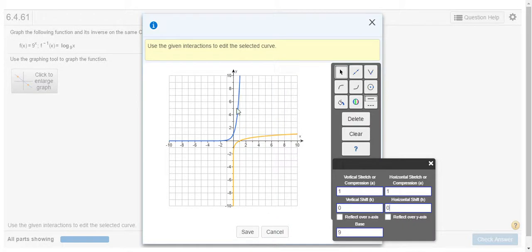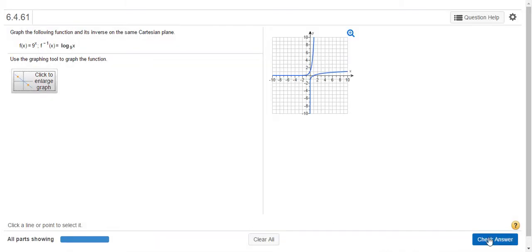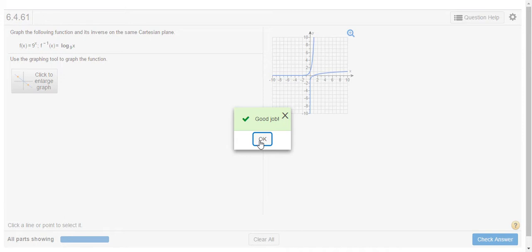But you do see the vertical asymptote here, where this function's trying to get to x equals 0 and it never will. And here this function's trying to get to y equals 0 and it never will. Alright, so those are the two graphs, and then we click save and we check our answer, and that's all that they wanted us to do.